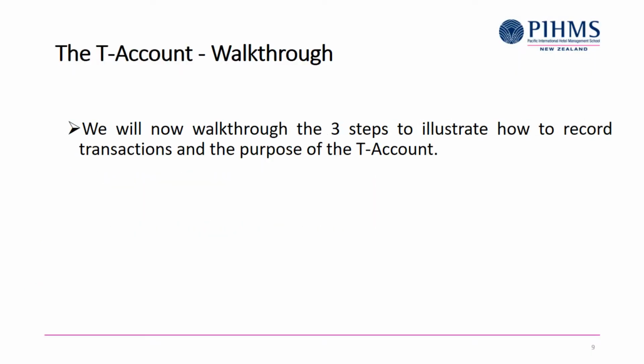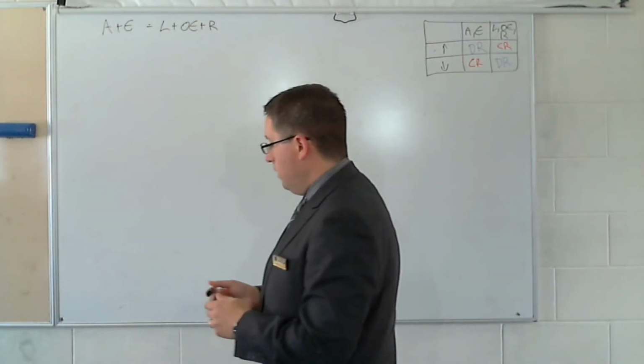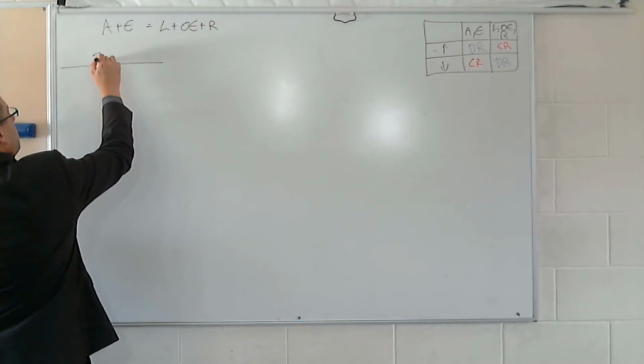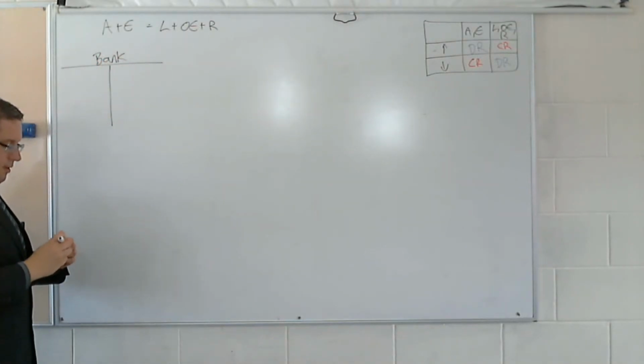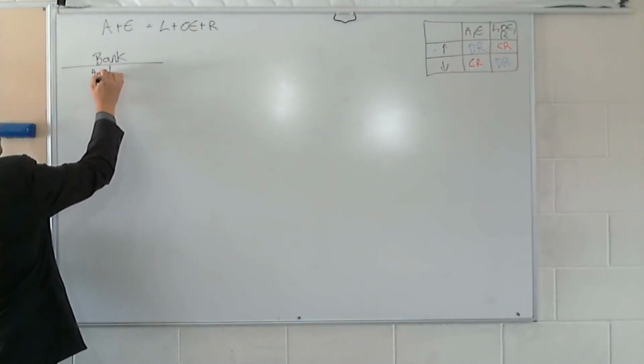Okay, we're going to do phase 1, and we've got some opening balances. So 1st of January, we've got an opening balance for the bank account. So what account's involved, what element, and is it normally a debit or credit? So bank account, $4,000. Well, bank account's easy. Bank account is an asset. So an asset is normally a debit. So we put that $4,000 here.